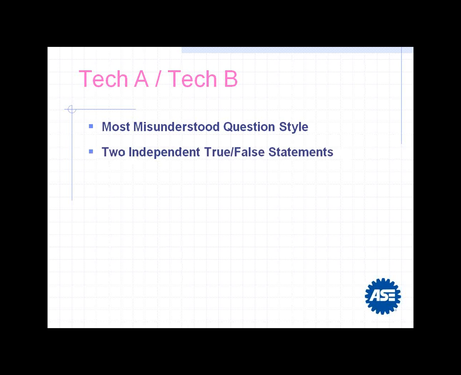Really, what we have are two independent true-false statements. We have two technicians making independent true-false statements about a common problem. And what's important to understand is, you don't need information in Technician A's statement to answer Technician B's, and vice versa. Technician B is standalone from Technician A. Two independent guys making a statement about what they think the diagnosis is, and you analyze their statement based on true or false.